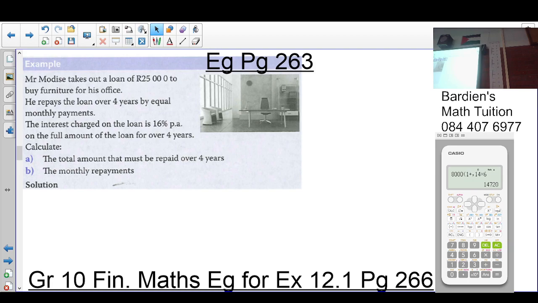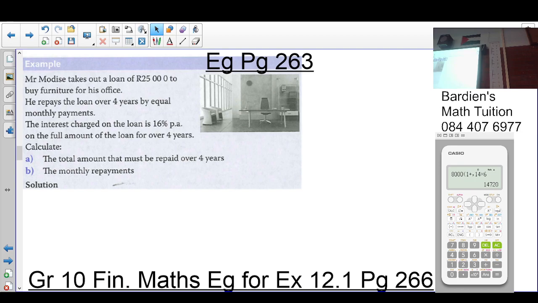Mr. Modisi takes out a loan of 25,000 Rand. There shouldn't be a space in. Takes out a loan of 25,000 Rand to buy furniture for his office. Okay, Mr. Modisi is not a teacher. 25,000 Rand is a lot of money.